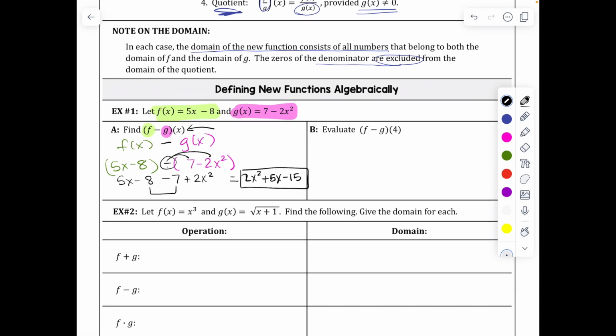So remember, in this case, the input was x. But in this case, right here, the input is 4. So what does that mean? So f minus g of 4 means f of 4 minus g of 4. So how do I write that? F of 4 is going to be f of x, but instead of x, we're going to use 4. So we're going to say this is 5 times 4 minus 8 minus, and then g of 4 is going to be this, 7 minus 2 times 4 squared.